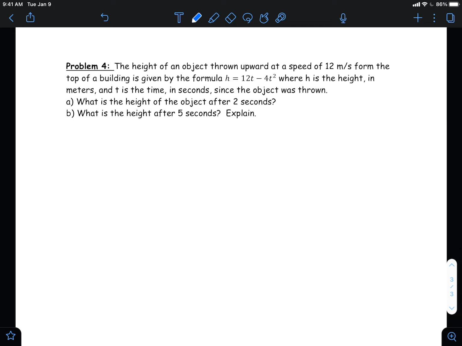Okay, so an object is thrown upward at a speed of 12 meters per second from the top of a building. The height is given by the formula h is equal to 12t minus 4t squared, where h is the height in meters and t is the time in seconds since the object was thrown. Okay, so what is the height of the object after 2 seconds? Okay, that's what we're going to look at here.